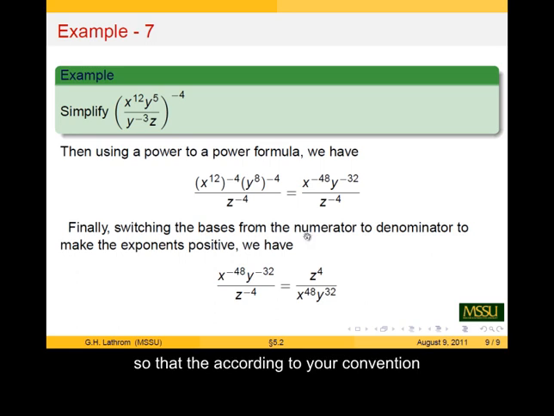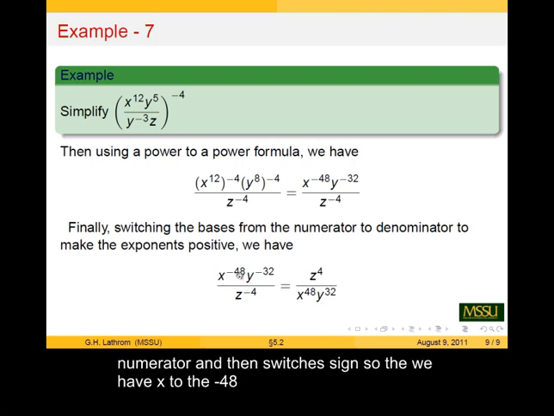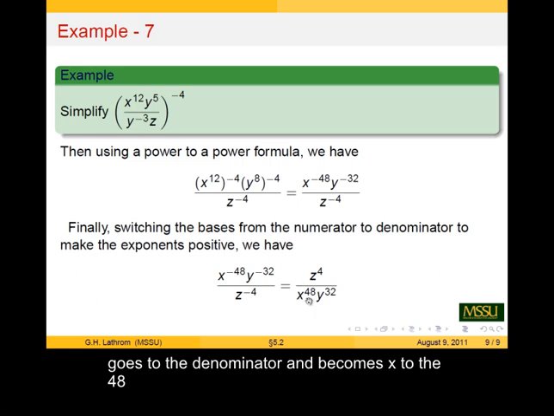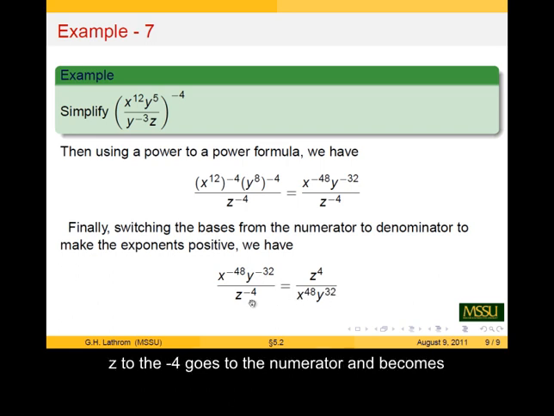So according to our convention, we want to make all of the exponents positive. If the base is in the numerator, it goes to the denominator and the exponent switches sign. If it's in the denominator, it goes to the numerator and then switches sign. So x to the negative 48 goes to the denominator and becomes x to the 48. Y to the negative 32 goes to the denominator and becomes y to the 32nd. Z to the negative 4 in the denominator goes to the numerator and becomes z to the 4th. So our final answer: z to the 4th divided by x to the 48, y to the 32.